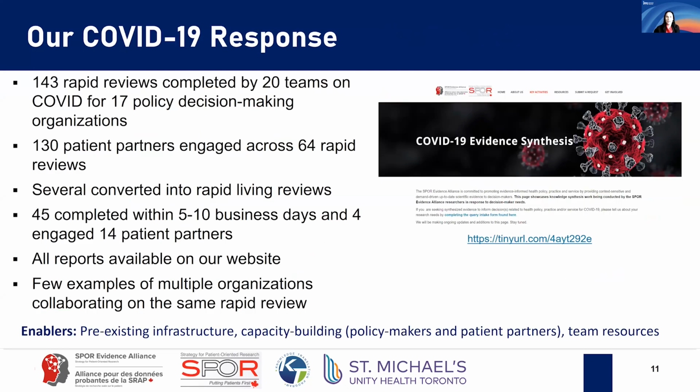So we completed 143 rapid reviews. This was done by 20 different SPOR Evidence Alliance teams for 17 different policy decision-making organizations. From the patient partner engagement, so across 64 of those rapid reviews, we had 130 patient partners engaged. Several of them were converted into rapid living reviews, and some of them are still ongoing. 45 were these uber fast ones.